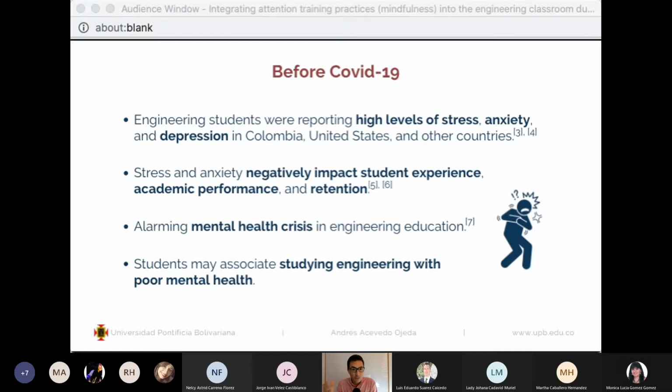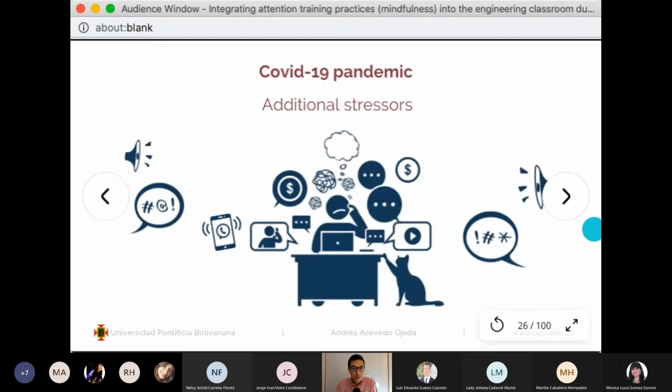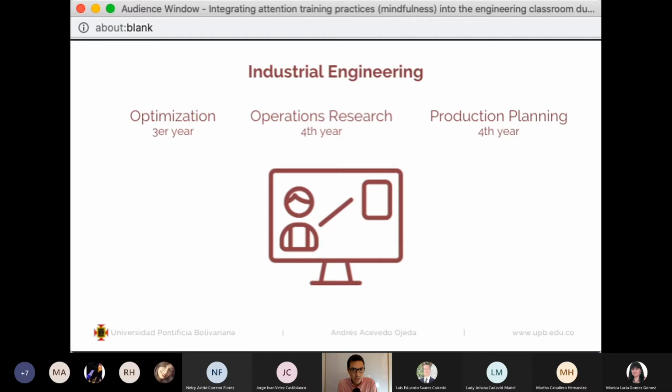Now, the sudden onset of the COVID-19 pandemic introduced countless additional stressors for students and for professors also. From quick moves to online learning, news anxiety, financial hardship, all these are additional stressors for students. I currently teach operations research, optimization, and production planning to industrial engineering students in their third and fourth year of their program.